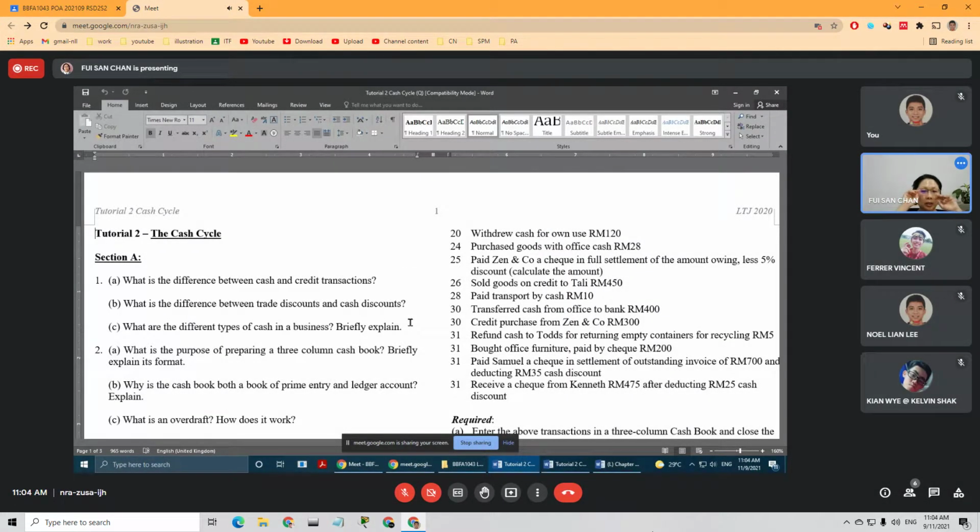Credit means you buy but you pay later. Meaning the supplier allowed you to pay later. Sometimes it can be 30 days, 60 days. From the day that you buy, the supplier gives you 30 days to settle. So you have to settle within the 30 days. Sometimes if you pay early, like let's say you settle in the first 7 days, then the supplier might give you a discount. That is what we call cash discount. So I'll show you.